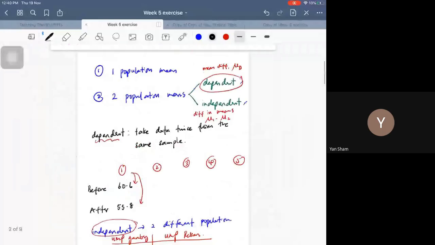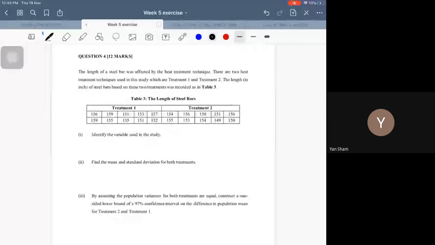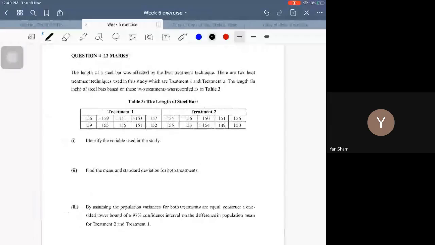Then I have another problem over here. It says the length of a steel bar is affected by the heat treatment technique. We're calculating the length of a steel bar, which is what the data is about. There are 2 heat treatment techniques used in the study, called treatment 1 and treatment 2. The lengths of steel bars based on these 2 treatments were recorded in table 3. So obviously we have 2 populations over here: the population that comes from using treatment 1, and another population that comes from using treatment 2.